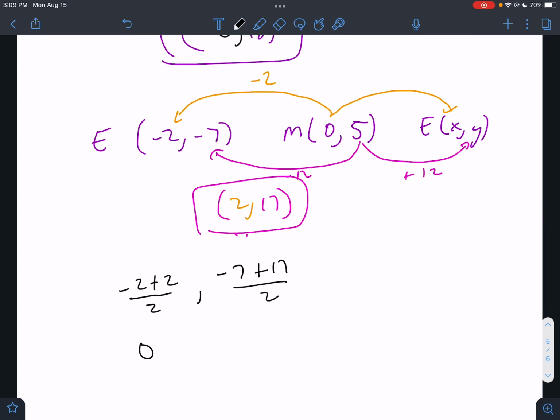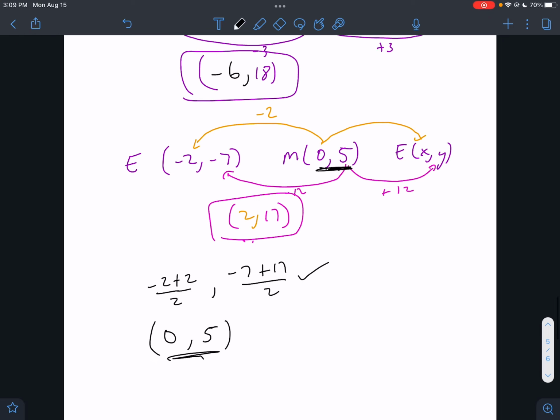Wait, what did I just do? -7 plus 17. Sorry, that'd be 10. Divided by 2 would be 5. What was I doing? Okay. Is (0, 5) where the middle is? Yeah, that's where the middle is. So we just kind of guaranteed we got the right spot. We know it has to be (2, 17).